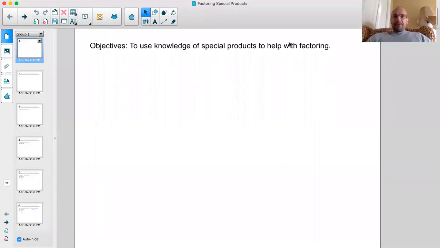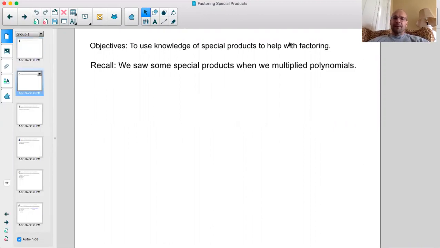All right, so in this latest video, we're going to add a little bit to our plan for factoring. And it's going to be a welcome addition because we've seen how tough it is to factor those trinomials that have a number in front of x squared. And what we're going to see is that there's a certain way out of that sometimes, but we have to be on our toes. So our goal here is to use knowledge of special products to help with factoring.